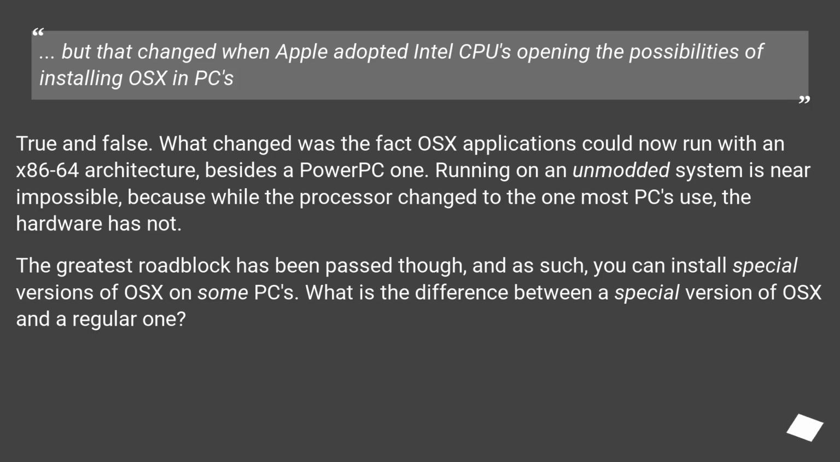But that changed when Apple adopted Intel CPUs, opening the possibilities of installing OS X in PCs. True and false. What changed was the fact OS X applications could now run with an x86-64 architecture, besides a PowerPC one. Running on an unmodded system is near impossible, because while the processor changed to the one most PCs use, the hardware has not. The greatest roadblock has been passed though, and as such, you can install special versions of OS X on some PCs. What is the difference between a special version of OS X and a regular one?